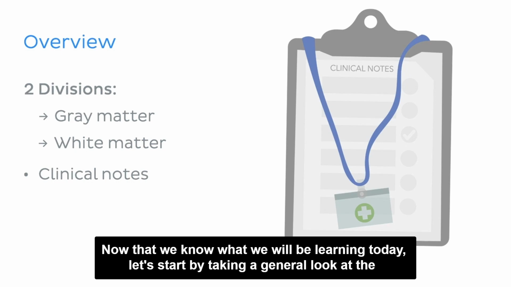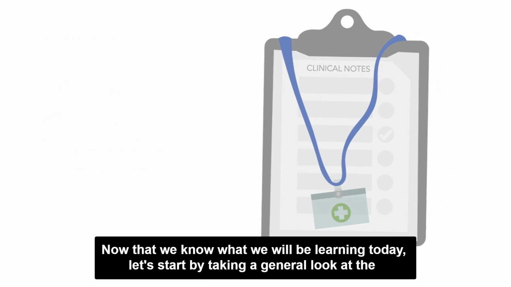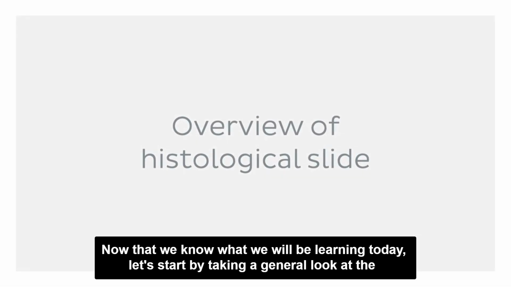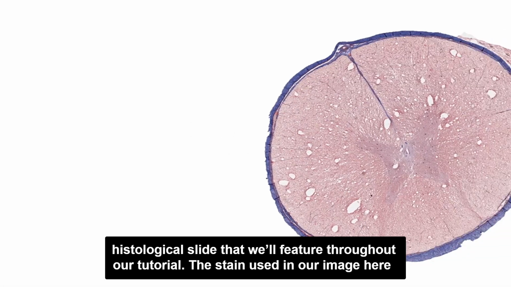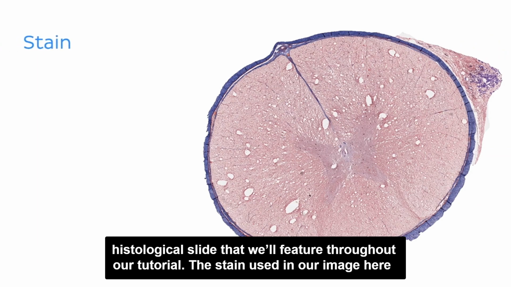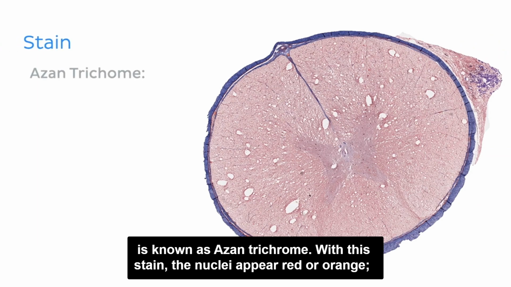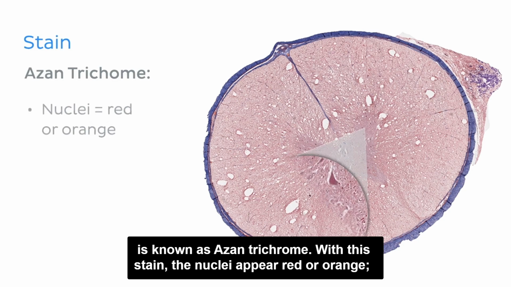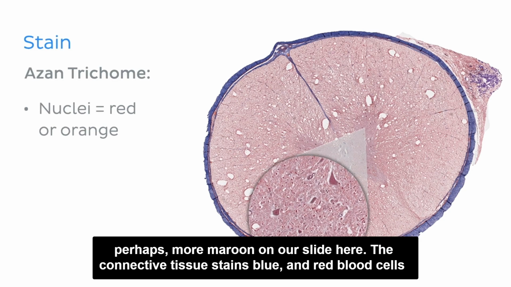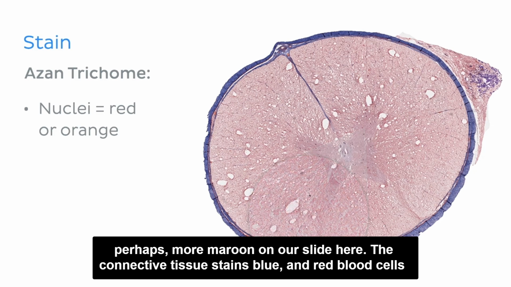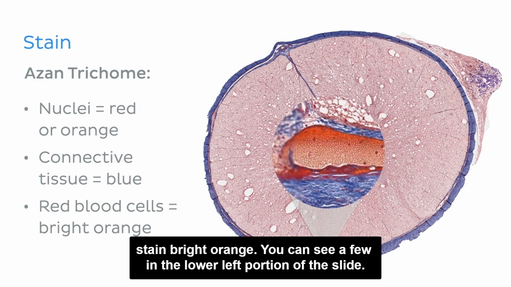Now that we know what we will be learning today, let's start by taking a general look at the histological slide that will feature throughout our tutorial. The stain used in our image here is known as Azan trichrome. With this stain, the nuclei appear red or orange, perhaps more maroon on our slide here. The connective tissue stains blue, and red blood cells stain bright orange. You can see a few in the lower left portion of the slide.